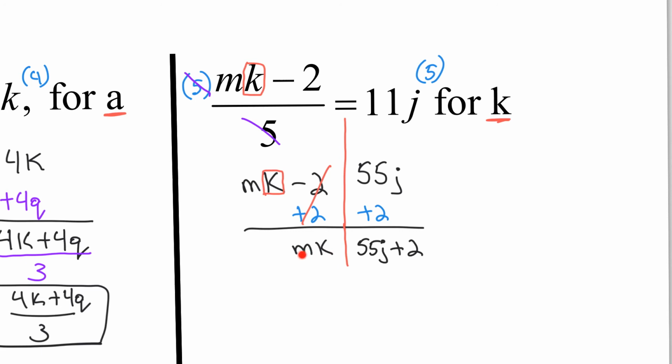Now the last step, guys, here's the k one more time. We want to get rid of this variable m. So these two are multiplying. Mk is m times k. So we divide by m, and the other side divide everything by m. So this turns into 1. Bring down the k. Here's the equal sign. And the expression, our answer, will be 55j plus 2 over m.